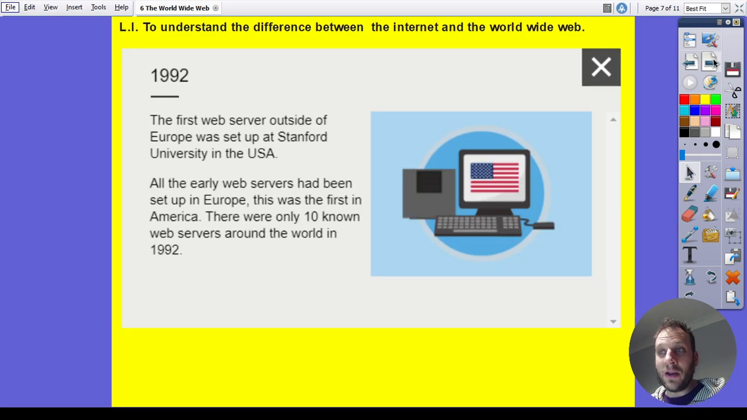Then a year later, in 1992, the first web server outside of Europe was set up at Stanford University in the USA. All the early web servers had been set up in Europe, but this was the first one in America. There were only 10 web servers in the world in 1992. Now there are hundreds of thousands, if not millions.